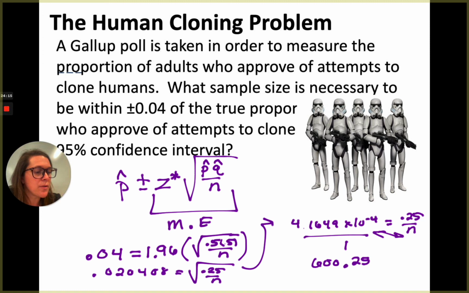600.25, right? And now we have to decide, what am I going to do with that 0.25? Well, to ensure that I am within it, I'm going to round it up, right? So I'm going to round it to 601. So what sample size is necessary to be within plus or minus 0.04? I would say 601 adults.